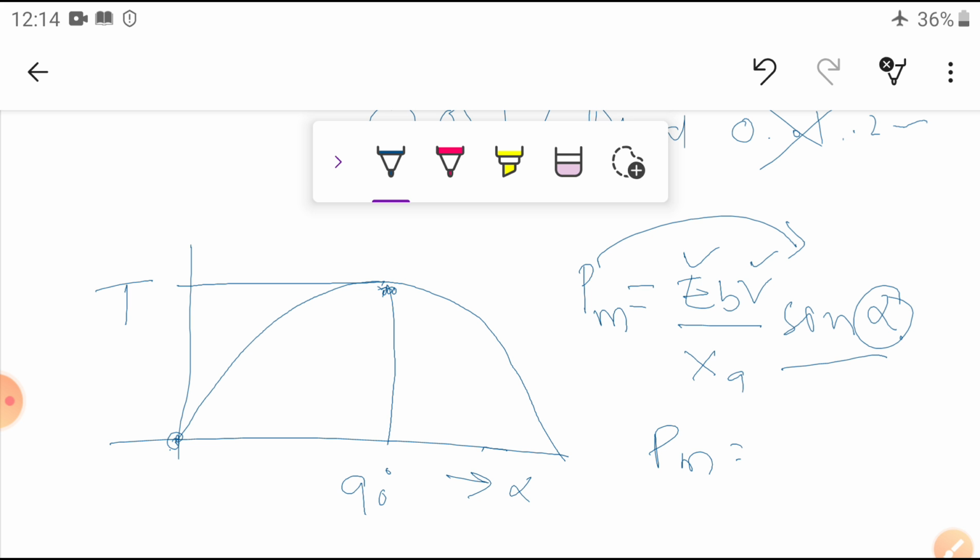So alpha maximum is 90 degrees. We can say that at alpha equal to 90 degrees, that is the pull out torque. After that it will go down. As you know, there are different types of torques present in our machine, and you are already familiar with the torques.